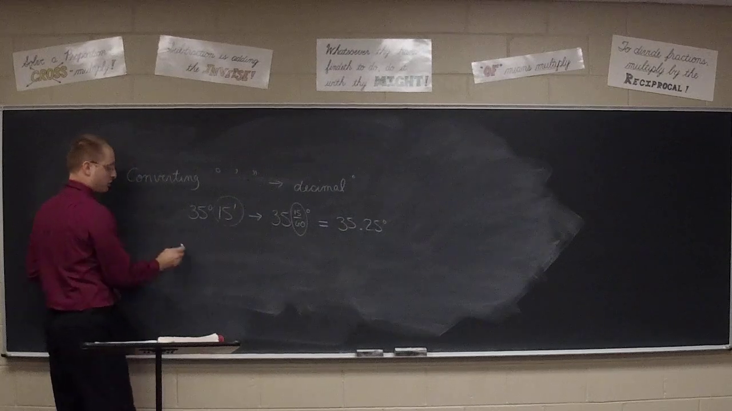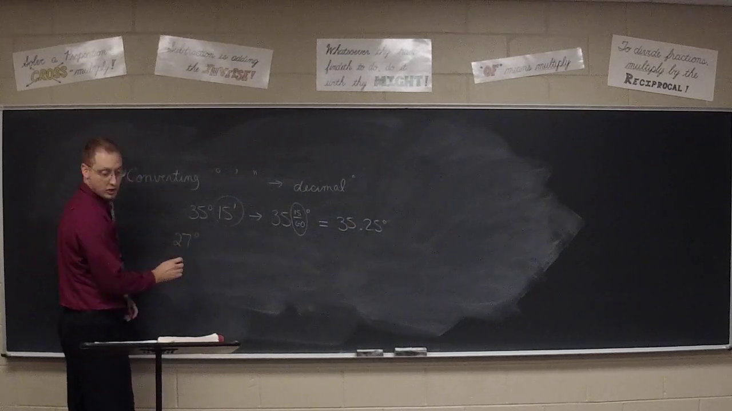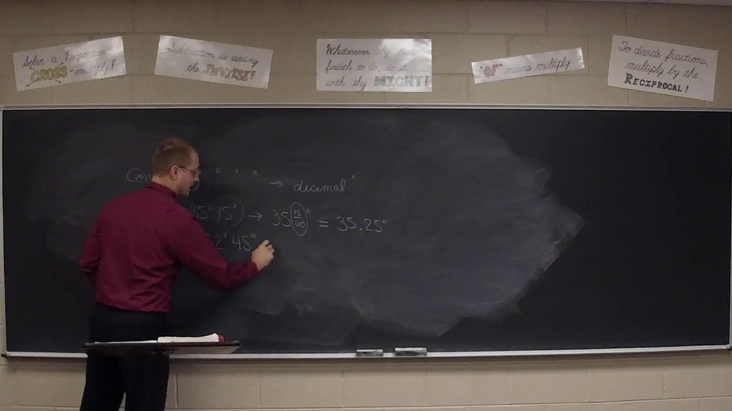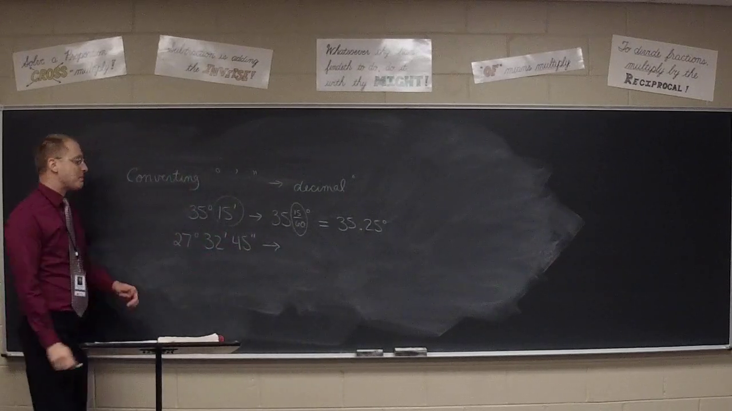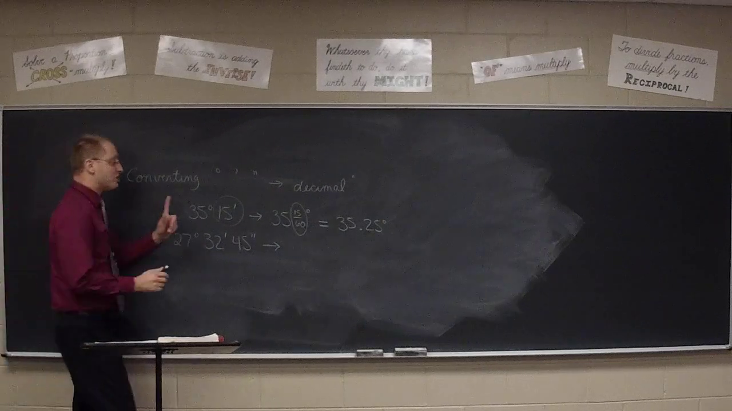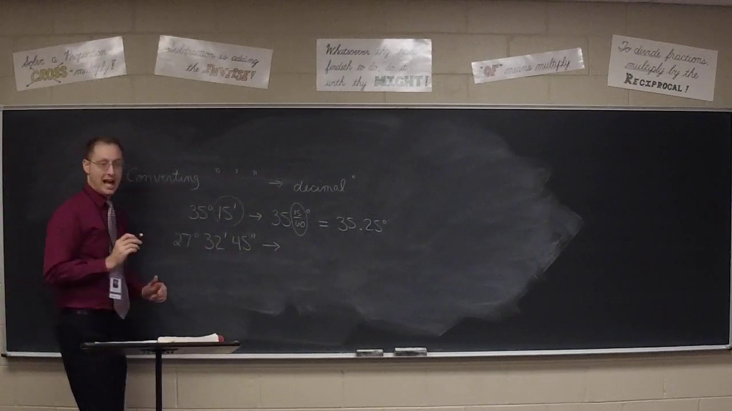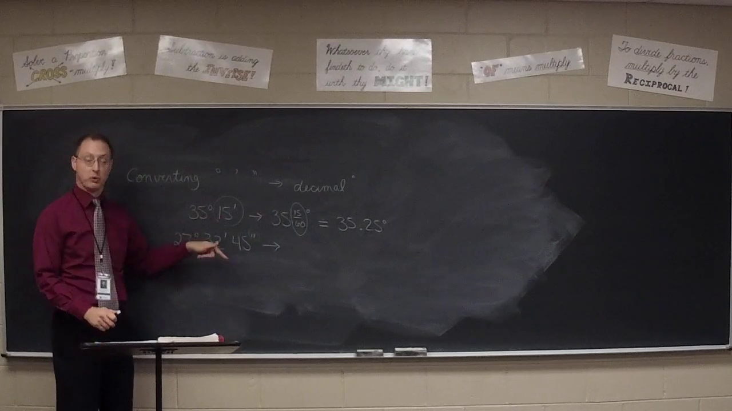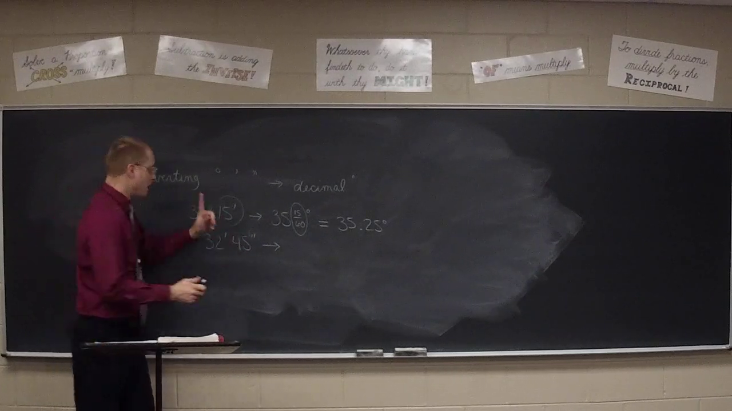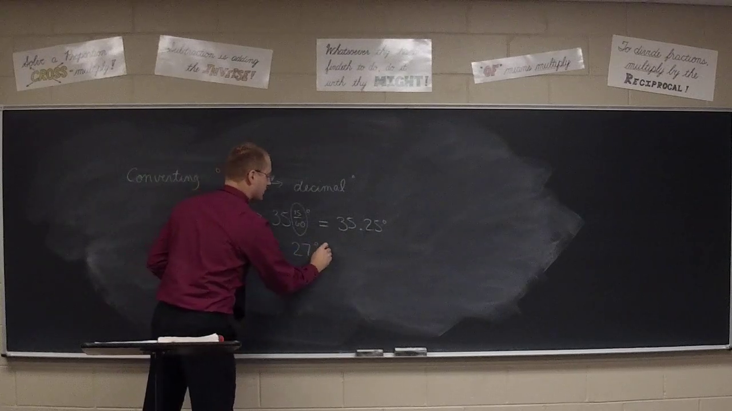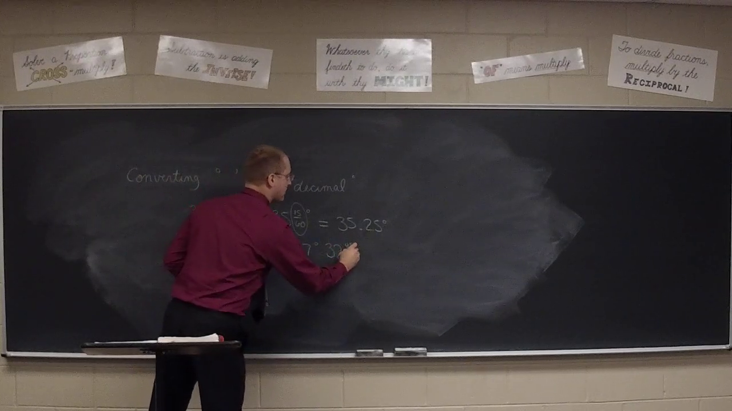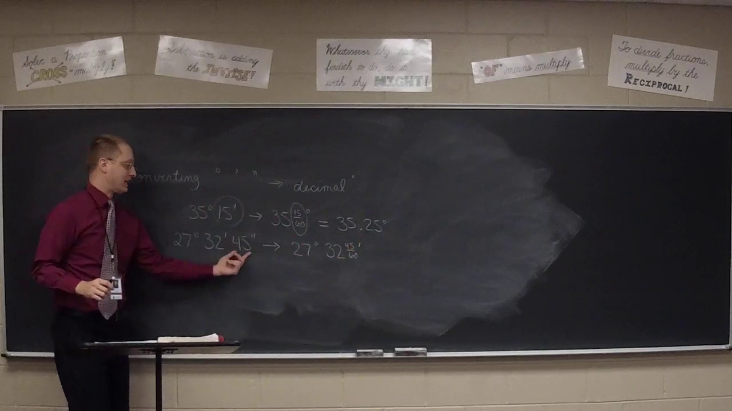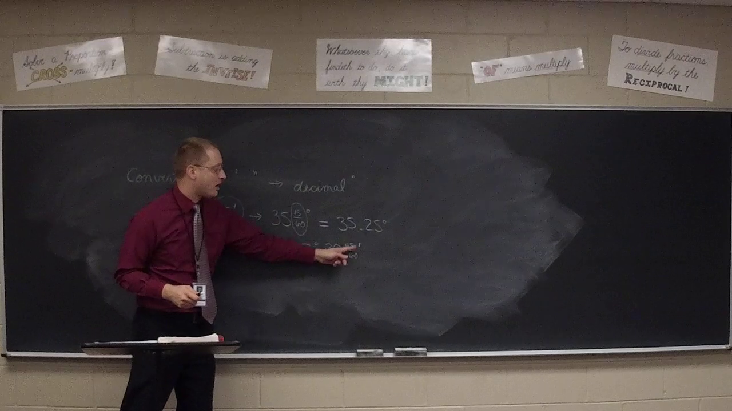Write this one down. This one's a little bit more challenging. 27 degrees, 32 minutes, 45 seconds. We're not going to be able to go straight to degrees this time, but we do know every second is what fraction of a minute? A 60th, but I've got 45 of them, which means I have 45/60ths. Do we see that? So write this down with me. 27 degrees, 32 and 45/60ths minutes. We're taking the 45 seconds and making it 45/60ths of a minute.